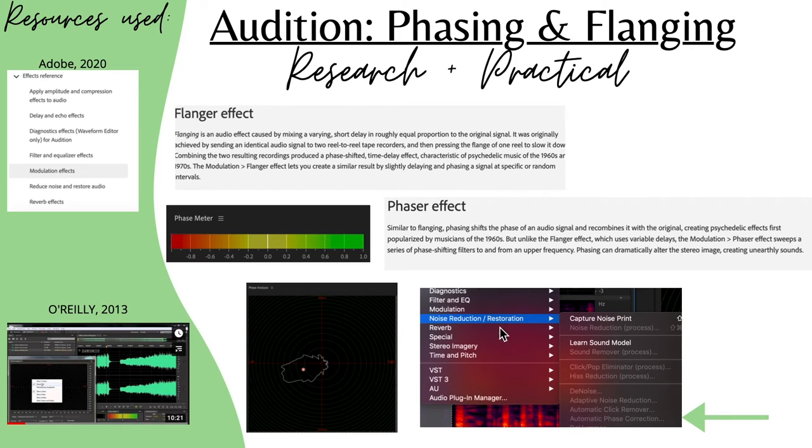But when I came to actually do the noise reduction and restoration and go on to automatic phase correction, unfortunately, it wouldn't let me click on it. And even after I'd captured the noise print and highlighted the section I wanted to correct, it still wouldn't let me do it. So hopefully I can do this next week.